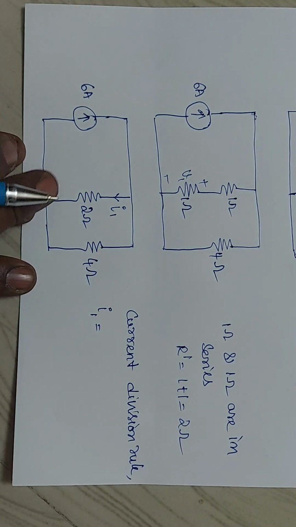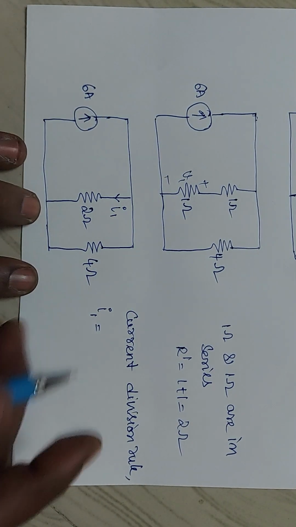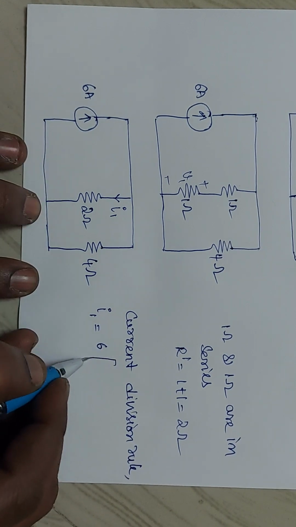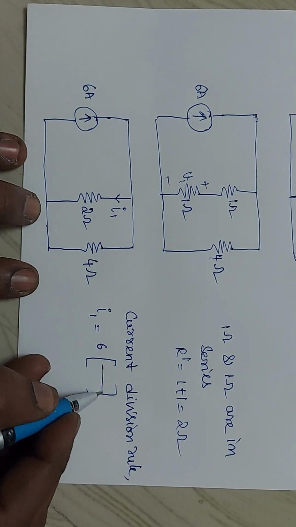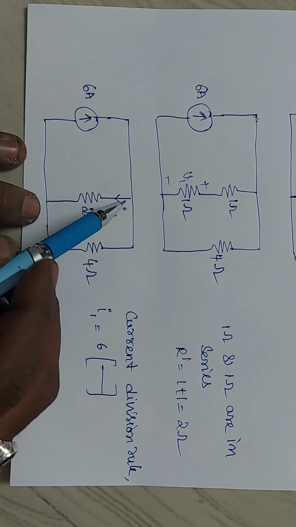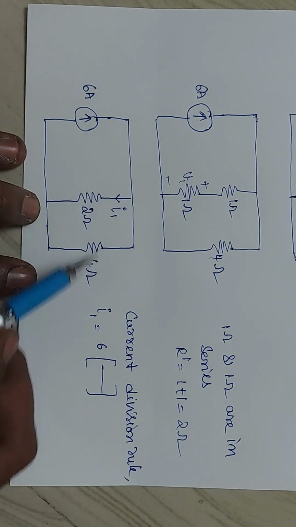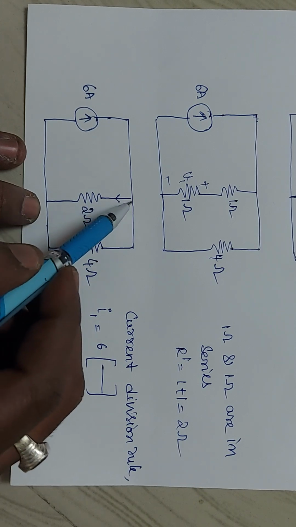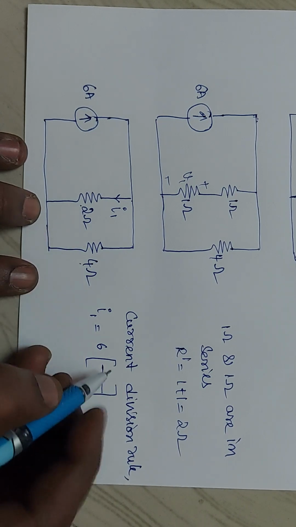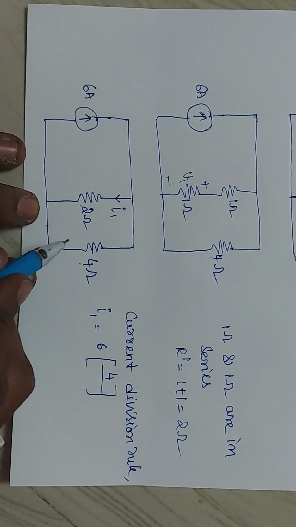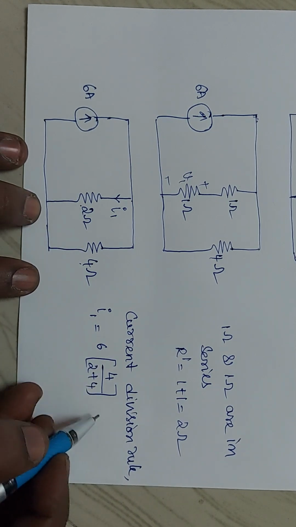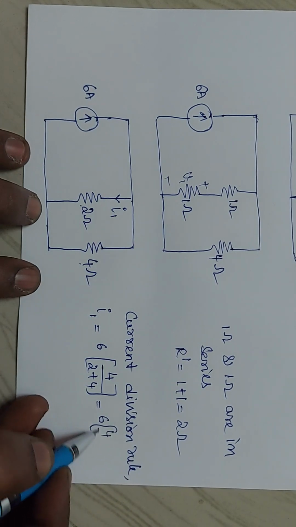I1 value equals, the 2 resistors are in parallel, so the total current is 6 amperes into, in the numerator you are going to write the one that is opposite to this 2 ohms. This is 4 ohms. Is it right or not? Here I need to find out the I1 value. So who is opposite to this 2 ohms? In the numerator 4, and in the denominator you have to add these two resistances, 2 plus 4. So that's 6 into 4 by 4.